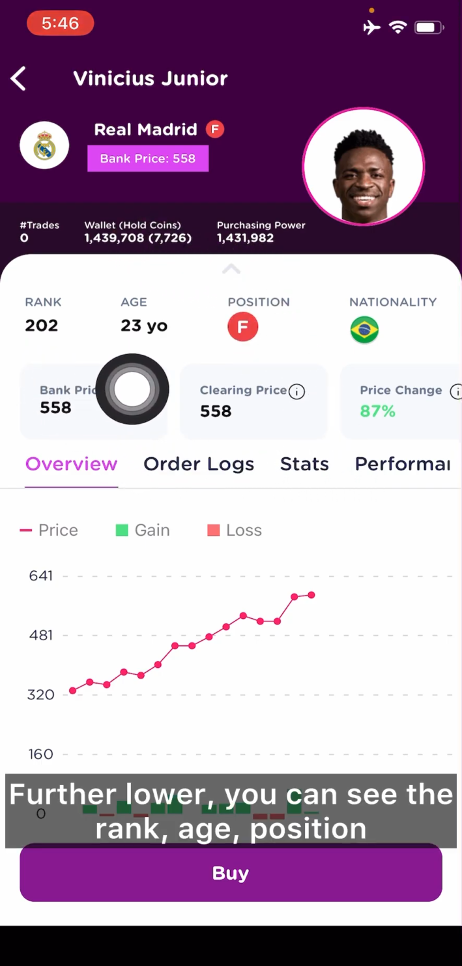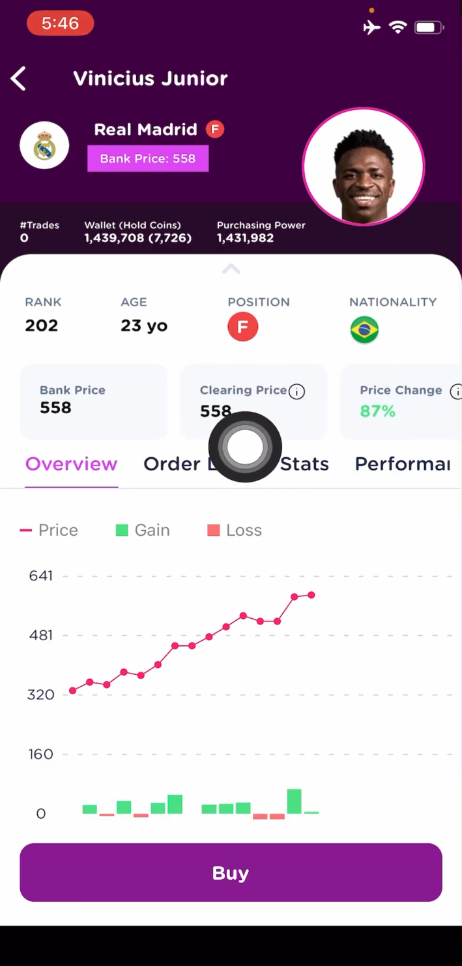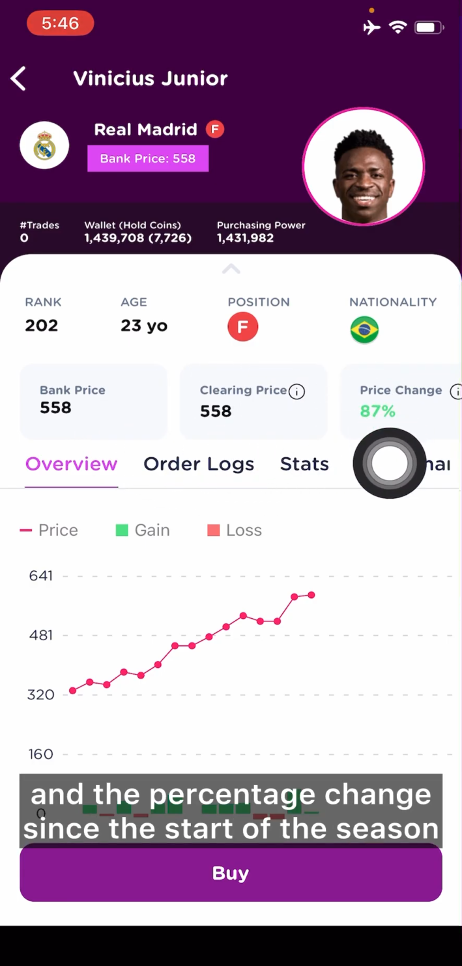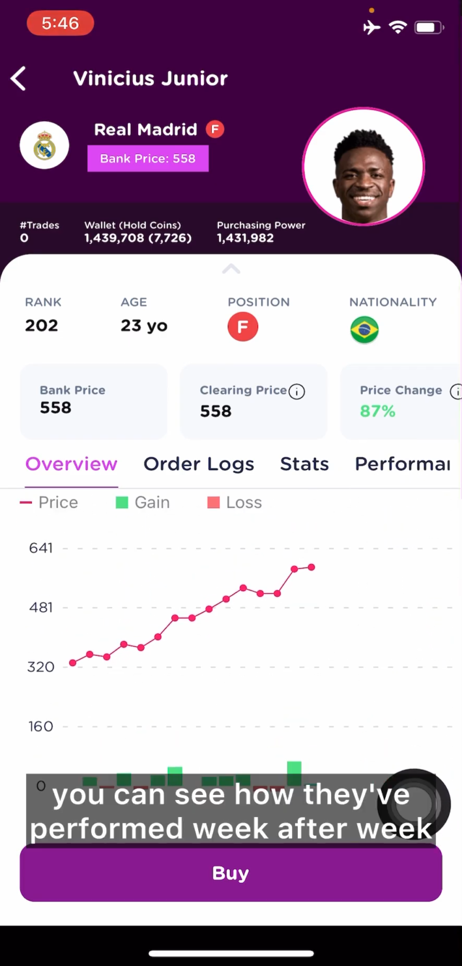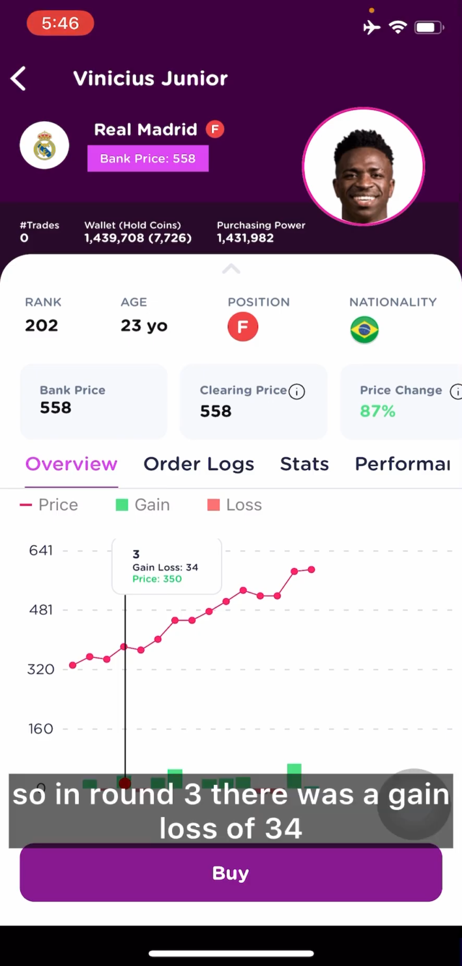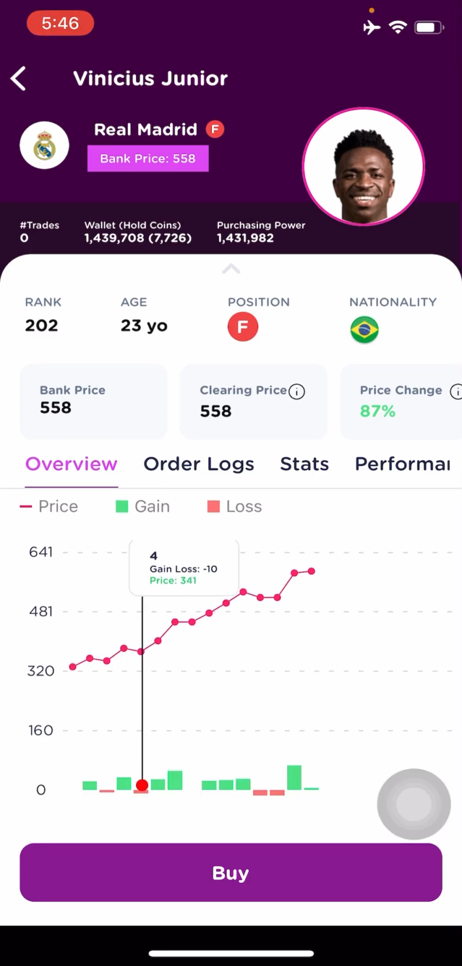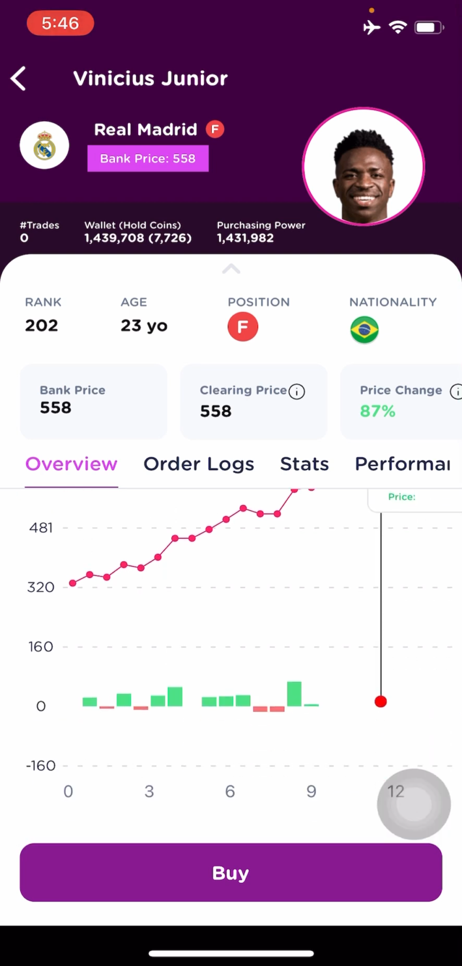Further lower, you can see the rank, age, position, and nationality of the player, the bank price, the clearing price, and the percentage change since the start of the season. In the graph below, you can see how they've performed week after week. So in round 3, there was a gain loss of 34. In round 4, he lost 10 and went down to 341. In round 5, he gained 29 and went up to 370.